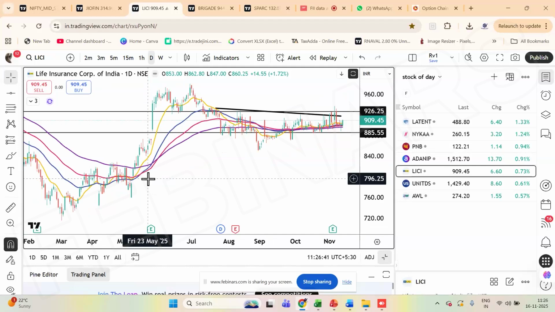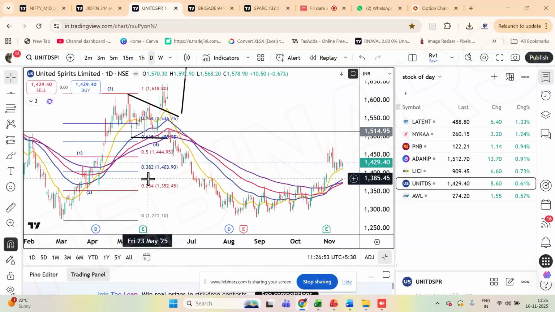So what we need to do with the LIC, 926.27 above it crosses, we are outright bullish until 885 breaks. We are bullish on Life Insurance Corporation of India. United Spirits, after a rally, is holding. It was almost near the gap, but what has happened? It is taking a base after the rally near the yellow line EMA, and then once it crosses 1450, 1460, 1600, 1700, 1800 levels can be seen.